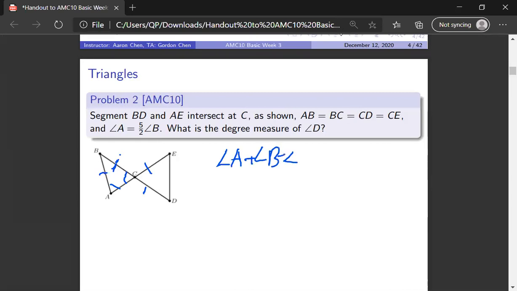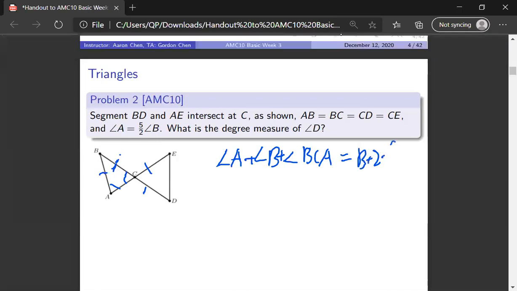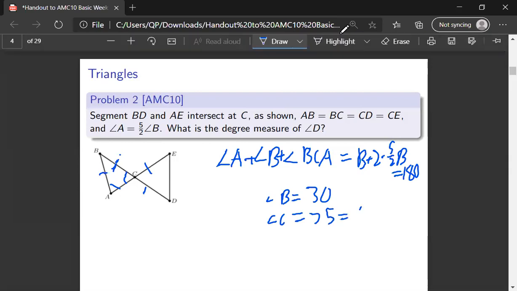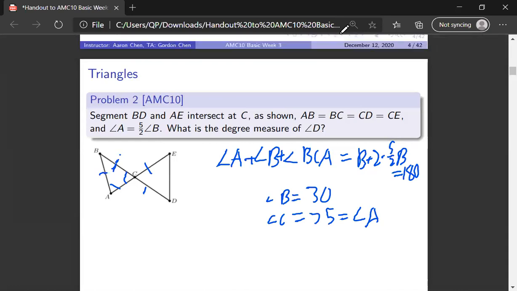So the sum of the angles of triangle ABC, angle B plus 2 times 5 halves B, equals 180. And so angle B equals 30. Then angle C equals 75, which is also angle A, but angle C is more important from here. So angle BCA is 75. Since angle BCA and angle ECD are vertical angles, they are congruent.